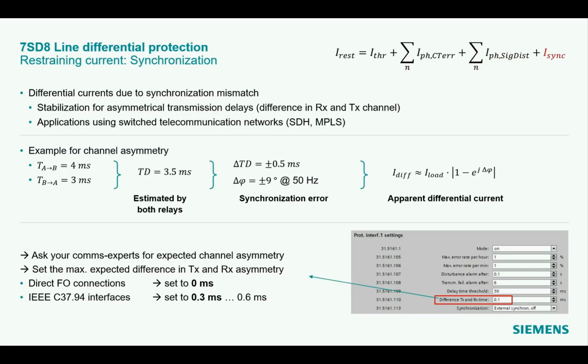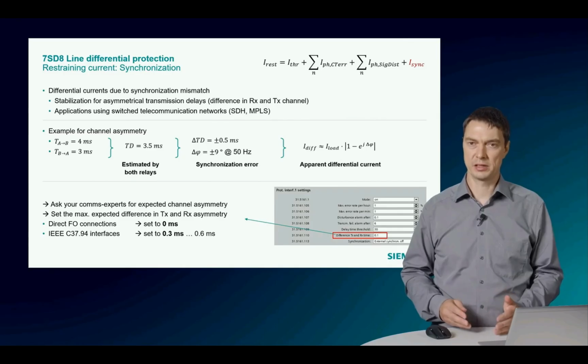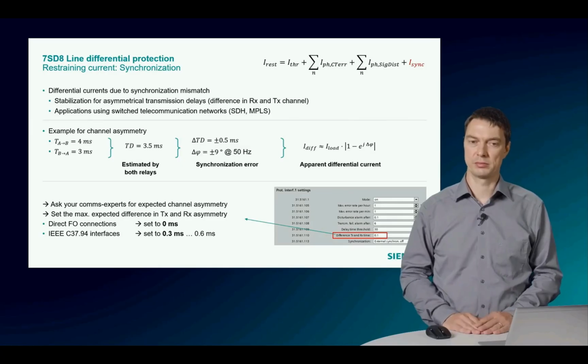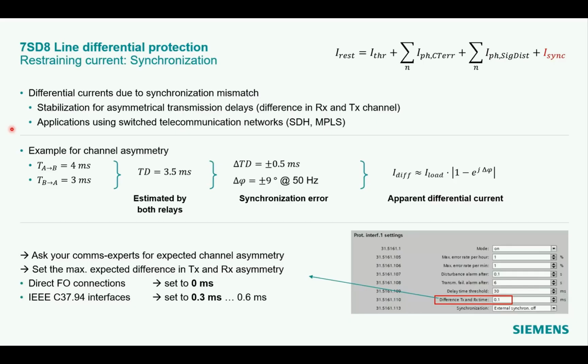The third restraining current component is derived from the synchronization mismatch. Just after the synchronization of the protection interface, this component tends to higher stabilization. After a few 100 milliseconds, the steady state is reached, where we mainly stabilize for asymmetrical transmission delays. That means a difference in transmission delays in sending and receiving direction. Such a difference could occur in applications using switched telecommunication networks like SDH or MPLS.